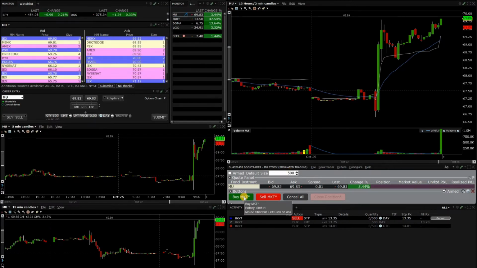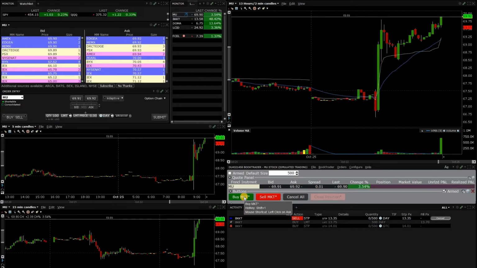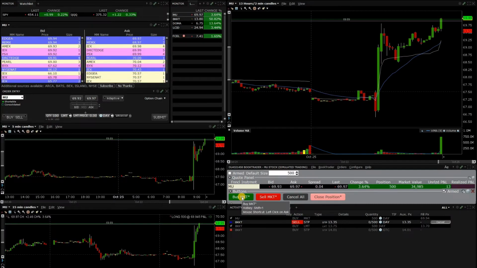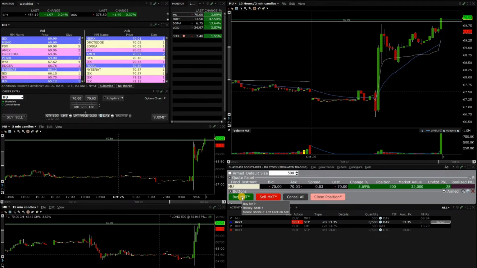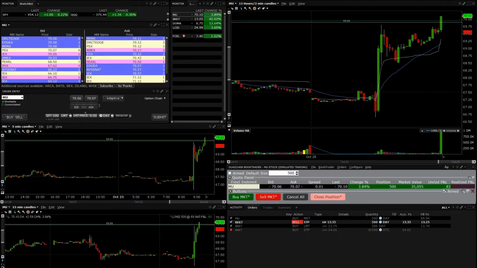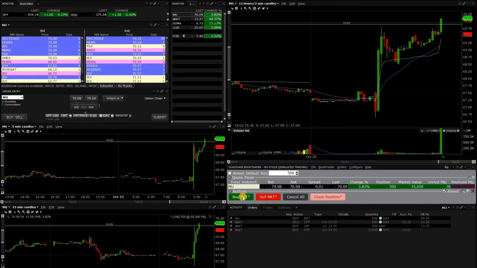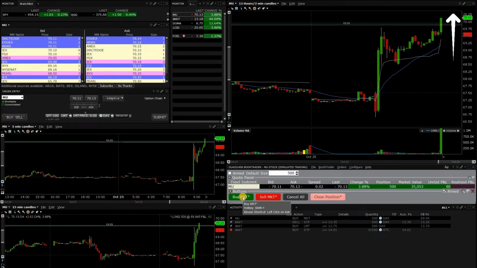MU is forming a similar pattern. I'm getting ready to enter the position and I got 500 shares. Okay, let's give it a moment and see how it plays out. The price clearly broke out of the resistance level and we're looking for the next move.